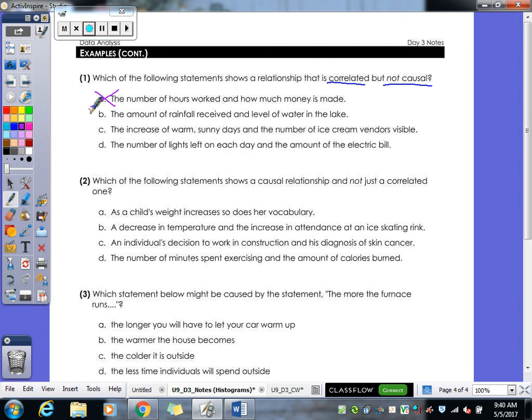The amount of rainfall received and the level of water in the lake. Well, if we get more rainfall, what happens to our water level? Goes up. What if we get like no rainfall? It goes down. So is that causal? Yeah, that's going to be a causal. The increase of warm sunny days and the number of ice cream vendors visible. No, it's correlated. They do generally happen together. But the warm sunny day does not cause the ice cream vendors to go outside.